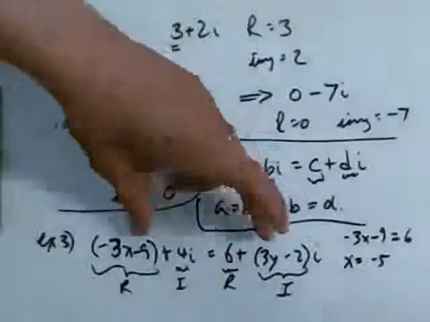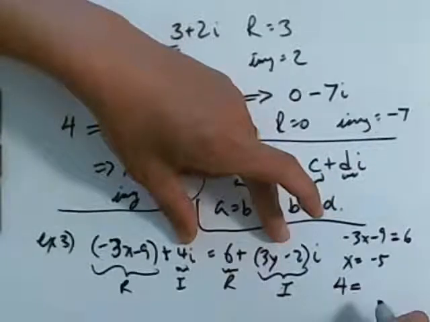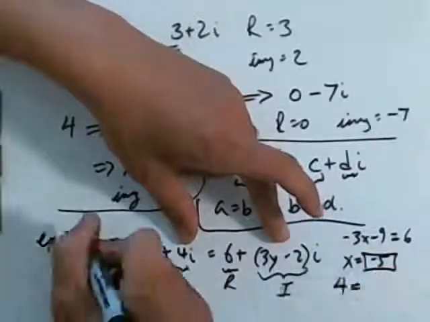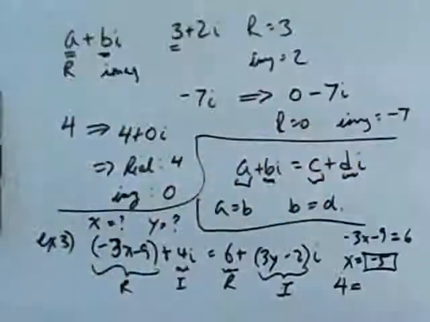Okay. Set the imaginary equal to the imaginary. The 4 has to equal, there it is right there. We're trying to find x equals what and y equals what. Okay, got it so far?